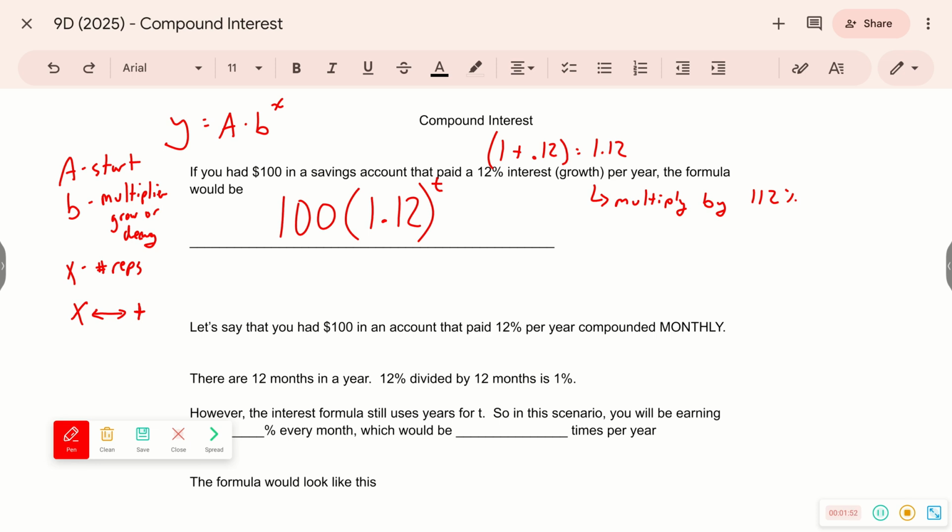Hopefully we understand that. But now we're going to add another layer to this. This is going to be the same formula, but the way it's sort of sliced up is going to add a few wrinkles to it. So hopefully we're ready. Pause the video if you need to, get this down, rewatch it if you need to.